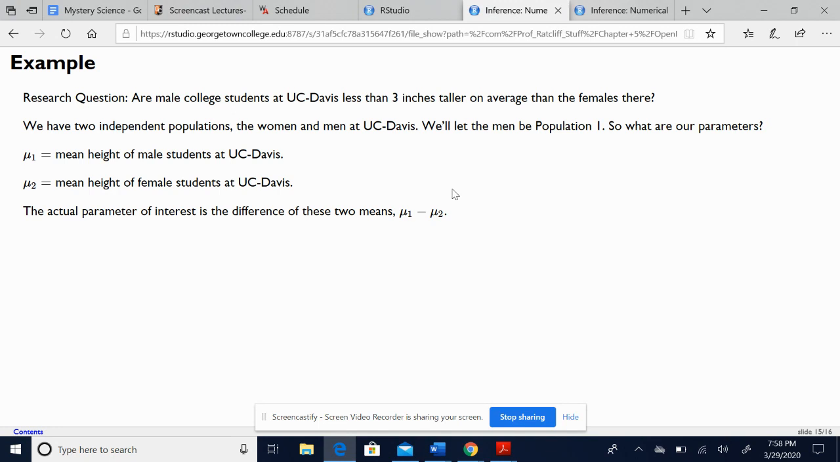We'll let men be population 1 and then think about what our parameters are. Mu1 is going to be the mean height of male students at UC Davis, and mu2 is going to be the mean height of female students at UC Davis. What we're really interested in is the difference in those two populations, mu1 minus mu2. Now, why is it not the mean difference here? Because I'm getting one height from the males and one height from the females, and I'm comparing those pieces of information. Each group only got asked one question, whereas in the UK students example, each person got asked two questions, and we looked at the difference between them. So that's one way to differentiate.